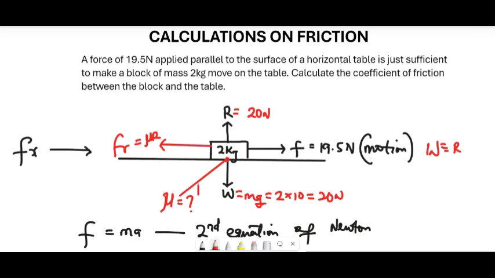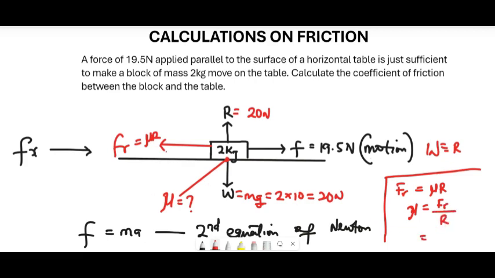Since we are asked to find just the coefficient of friction, we can solve this problem using a simple method, provided we know what we're actually dealing with. So my frictional force is equal to coefficient of friction times normal reaction. So my coefficient of friction will be equal to frictional force over normal reaction, right?